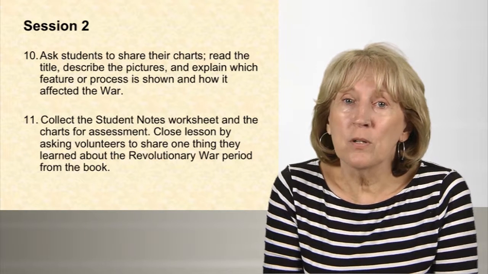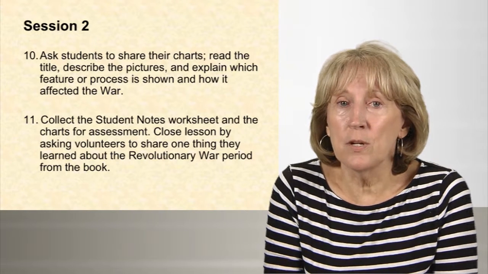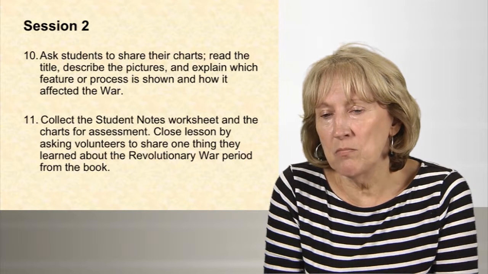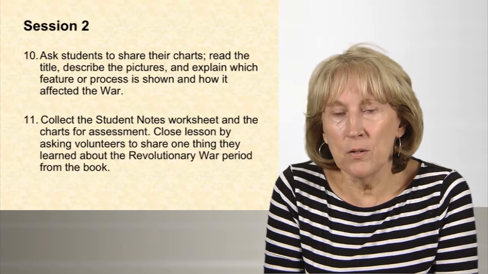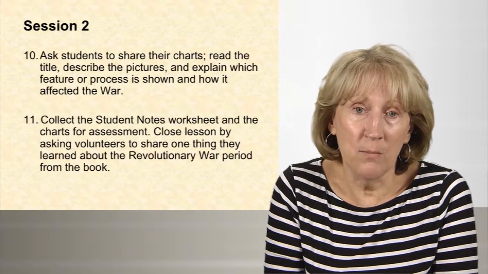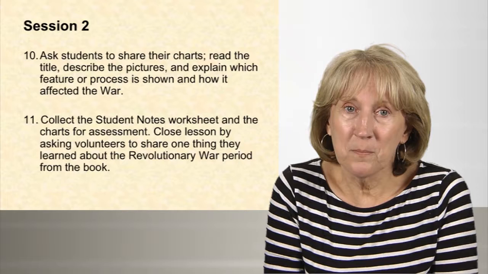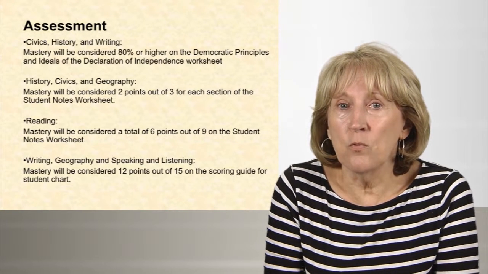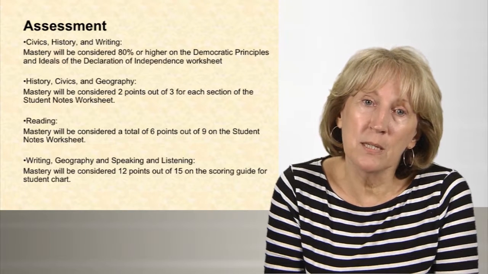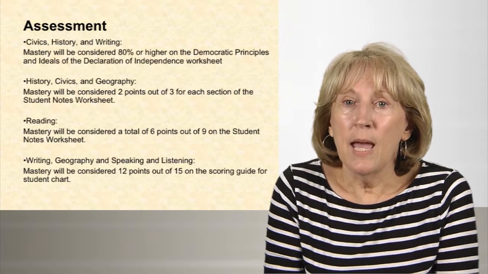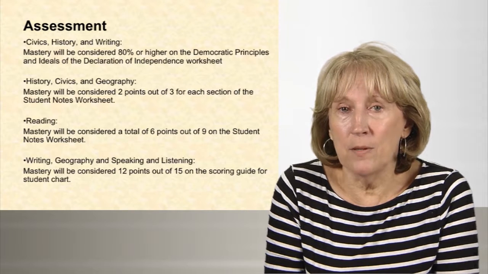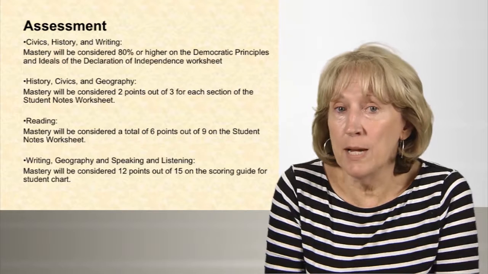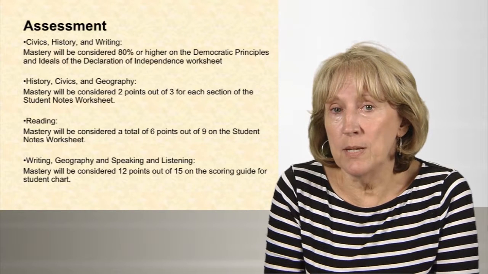After that, you'll collect all the worksheets and the charts for assessment, and you can close by asking students to think of one thing they learned about the Revolutionary War that was new to them as they studied from the book. Our assessment has 4 parts. You'll see the worksheets from the Declaration of Independence, the student notes worksheet, and also the graph, or chart, as you might want to call it. The scoring guide for that will be for writing, geography, and also speaking and listening.